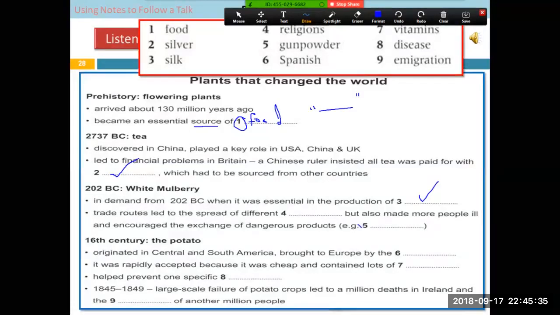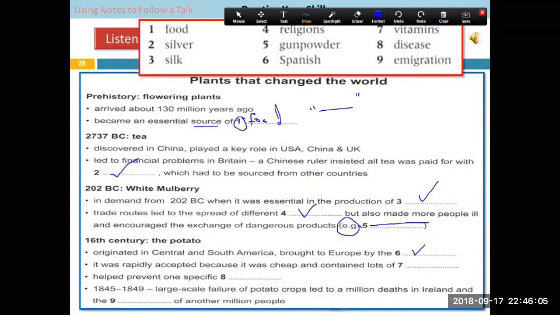For gunpowder, instead of e.g., she says such as, or for example. So as, that was gunpowder, and then number 4 is religions. Okay, that was fine. And then for number 6, I couldn't figure out the answer for that. Okay, this was Spanish. This was the same word used in the previous table, right? Spanish. But for Spanish, S has to be capital.